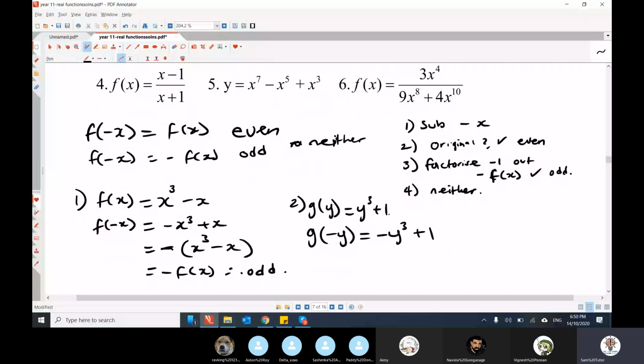going to sub in a negative, the plus one's not going to change. Because this plus one's not going to change, I know straight away it can't be even, and I know if I take a negative out of here now, I can see that's not going to be the same as the original either, because this never changed in the first place. But all of a sudden, when I've got to take out a negative, it will change. Eventually it'll come. But yeah, you're right. Neither. Good work.